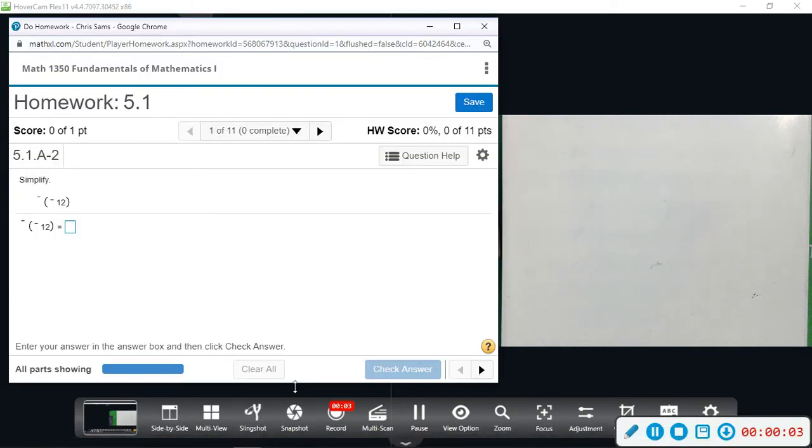Alright, chapter 5, section 1. We're going over addition and subtraction of integers. So, adding negative and positive whole numbers to the equation.